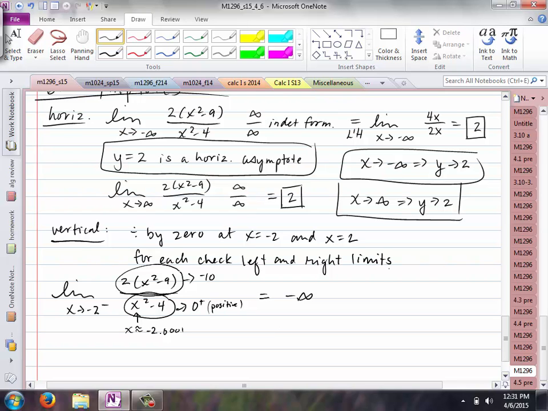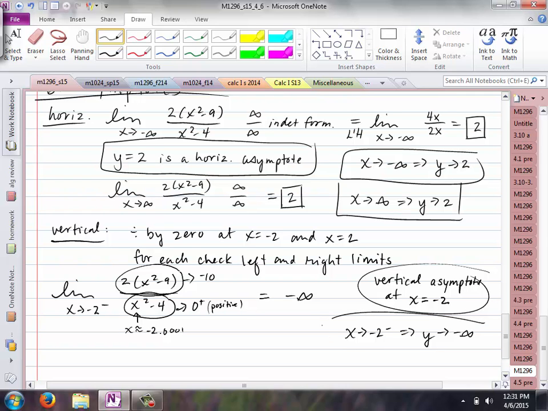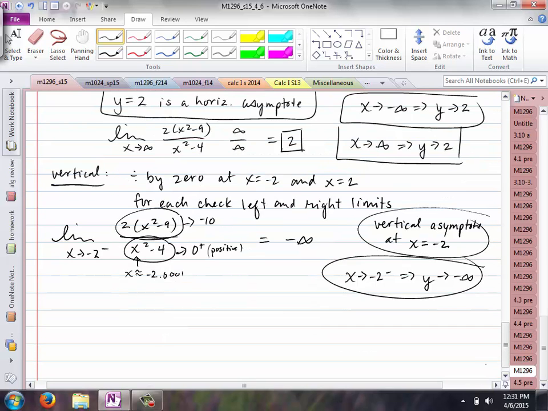So we just figured out that we do have a vertical asymptote, at least one, at x equals negative 2. But we need to retain that original information when we make the graph, that as x goes to negative 2, excuse me, from the left, then y is going to negative infinity. 3 more to go. Questions on that one?